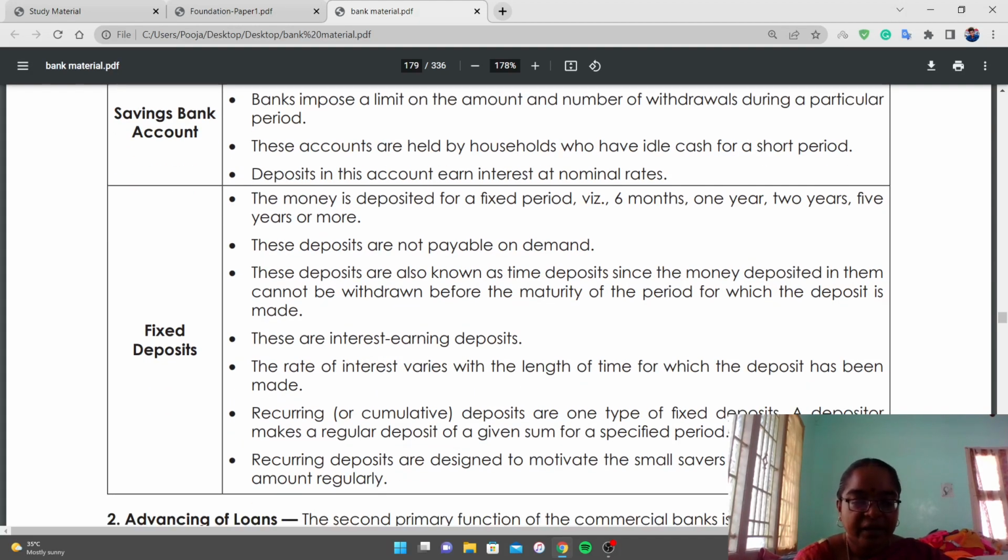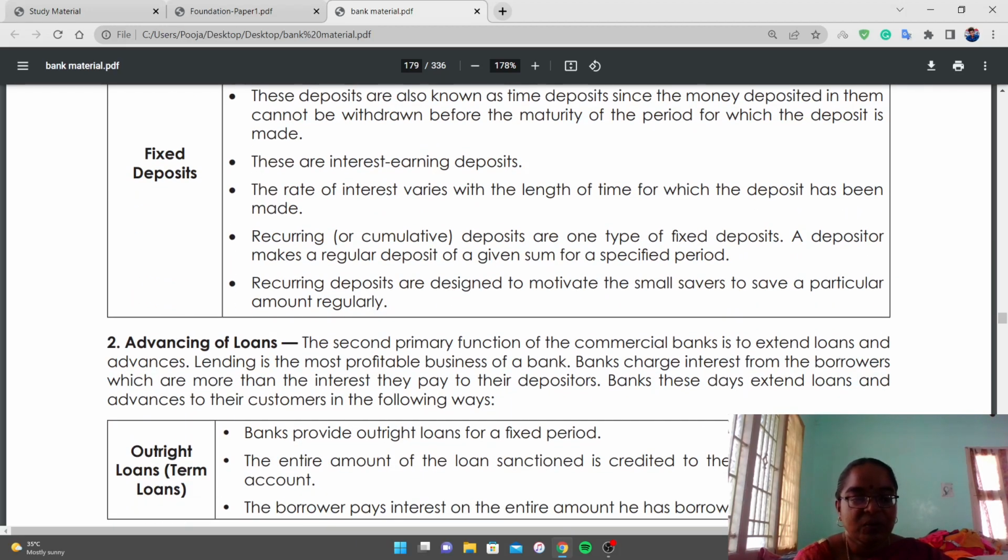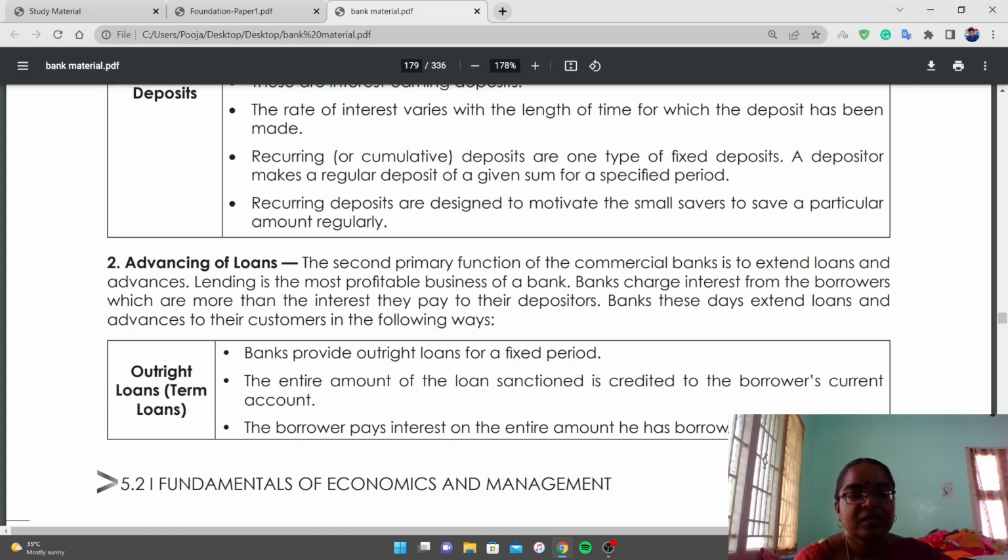And similarly, recurring deposit. Recurring deposit motivates the savings habit among the people. Every month they save a fixed amount. After 1 year or fixed time, it will be returned to the customers with interest. These are the deposit types. Next one is advancing of loans. The second primary function is advancing of loans.